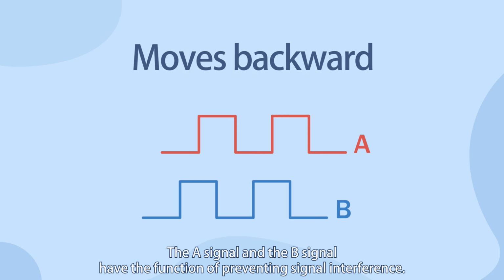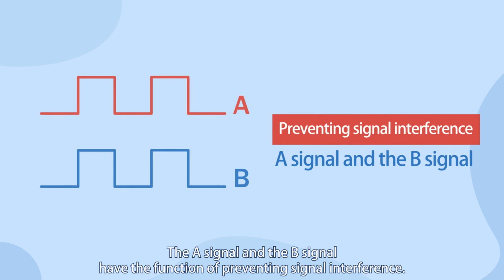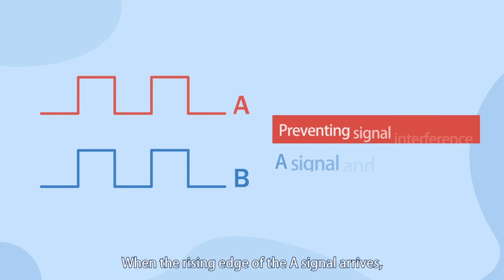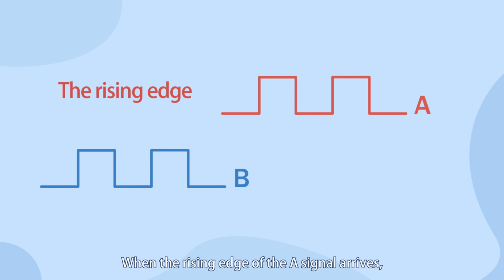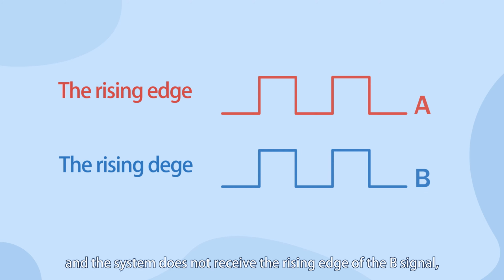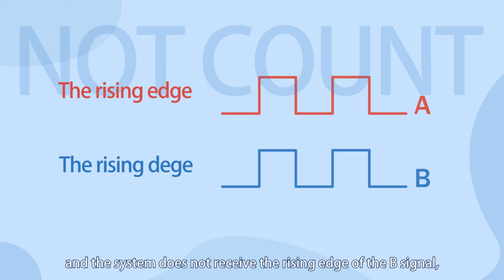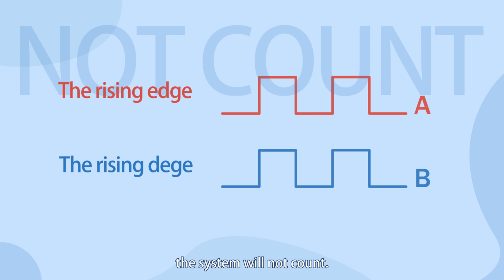The A signal and the B signal have the function of preventing signal interference. When the rising edge of the A signal arrives, and the system does not receive the rising edge of the B signal, the system will not count.